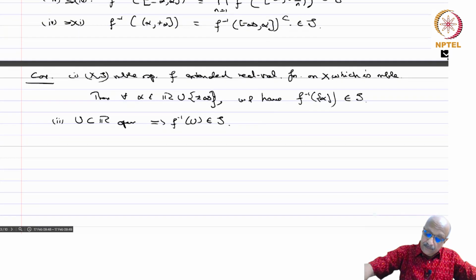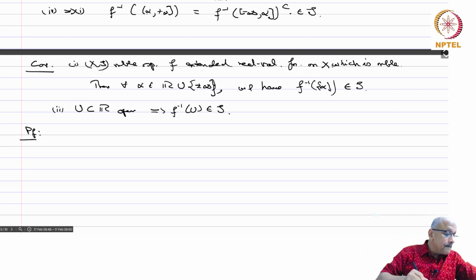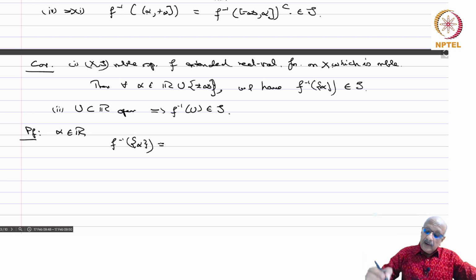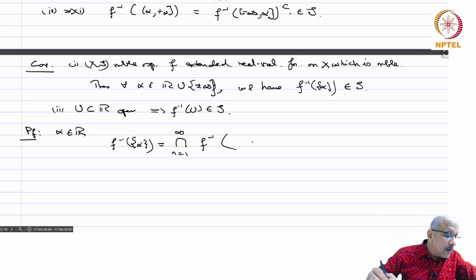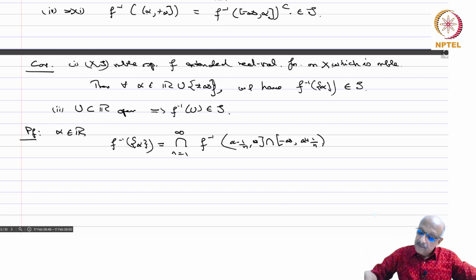Okay. Proof. So let us take alpha in R. Then f inverse of alpha is what? f inverse of alpha is the intersection, n equals 1 to infinity, of f inverse of (alpha minus 1 by n, infinity) intersection (minus infinity, alpha plus 1 by n). And since all of these inverse images are in S, a countable intersection is in S, so this belongs to S.